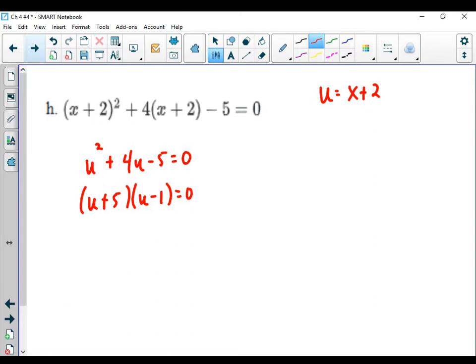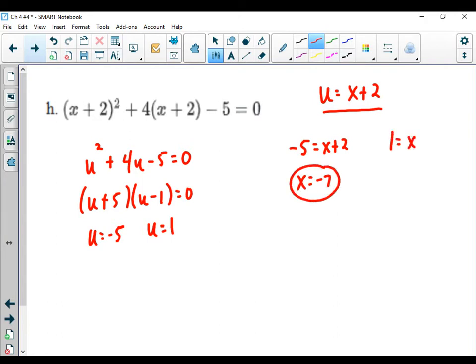So my two solutions right now are u equals -5 and u equals 1. But I wasn't searching for u, I was searching for x. So I'm going to go back to this equation. Well, one of the situations was u is -5, so I need x plus 2 to equal -5. So x equals -7 is one solution. The other situation, I needed u to be 1, so x plus 2 has to equal 1. So when I subtract 2, x is equal to -1. Just an alternate way of finding those two values.